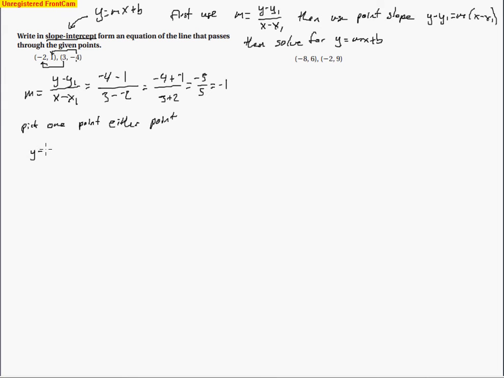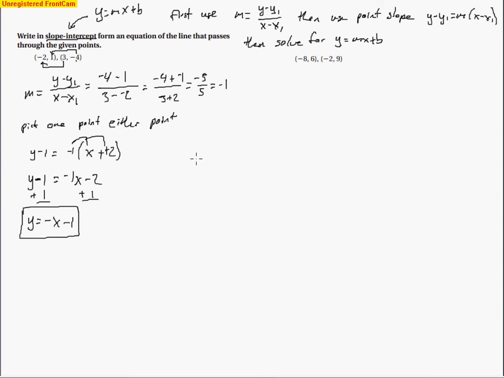So y minus 1 equals negative 1 times x minus negative 2. I just took this point's 1, put it in for y1. Negative 2 goes in for the x1. The slope went in for m. Now I'll add the opposite real quick, then distribute, and I've got y minus 1 equals negative 1x minus 2. From that point, I'll add the 1 to both sides, and I'm left with y equals negative x minus 1, and that's our answer.